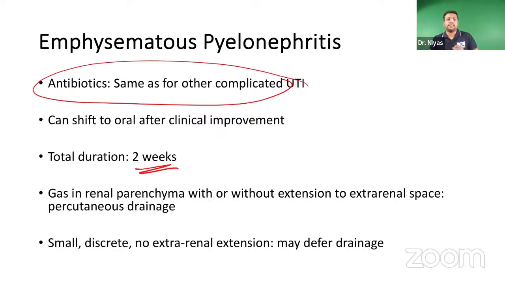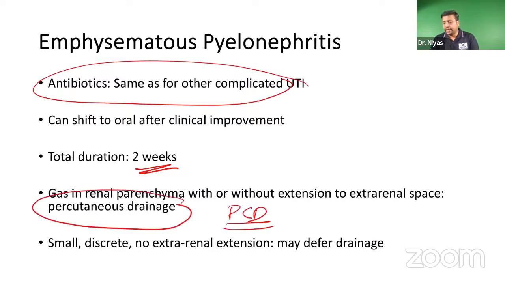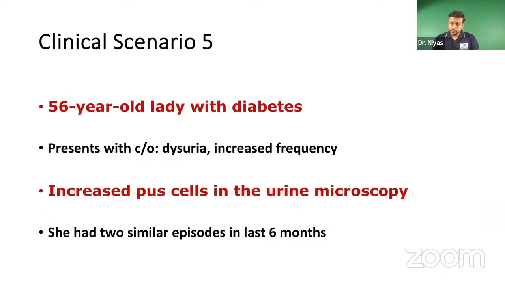Again, if the patient has gas in the renal parenchyma and it's extending to the extra-renal space, a percutaneous drainage should also be done in addition to the antibiotics. That is very important. If the emphysematous necrotic tissue is in a large amount, you should do a percutaneous drainage, unless it's a very small, discrete area of air, where you can treat it with antibiotics alone. But in most of the cases, you do a percutaneous drainage also.